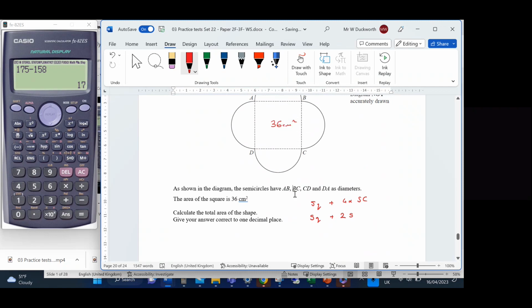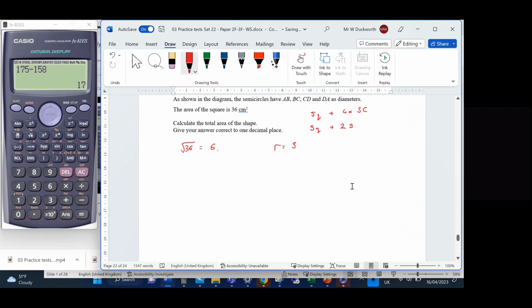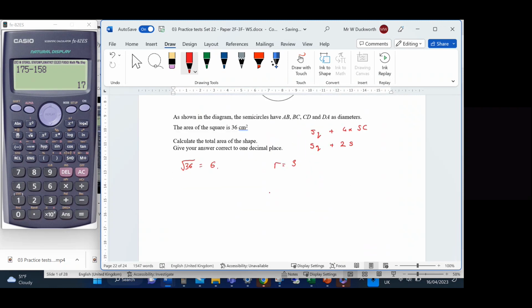There we go. So I'm going to say that the square root of 36 is going to equal 6. So the diameter of each circle is 6. So the radius is going to be 3, half of that. So I'm going to go straight to saying then that the total area, I'm going to call TA, total area, is going to be equal to the area of the square, which was 36, plus 2 lots of pi times by the radius squared.